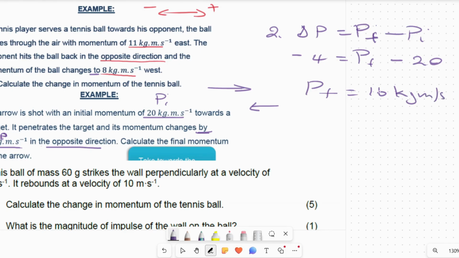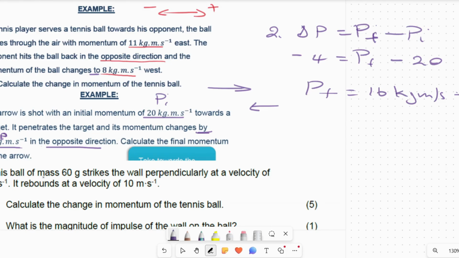So in what direction? In the same direction where the arrow was shot, so in the same direction towards the target. So in this case, it is in the same direction as the initial momentum. So that was the case. Remember, I assumed positive was going in that direction. Therefore, it's going to be the same direction where the object was shot.